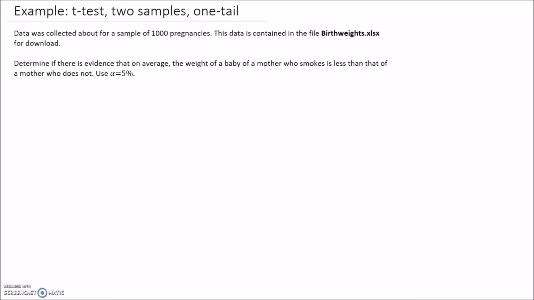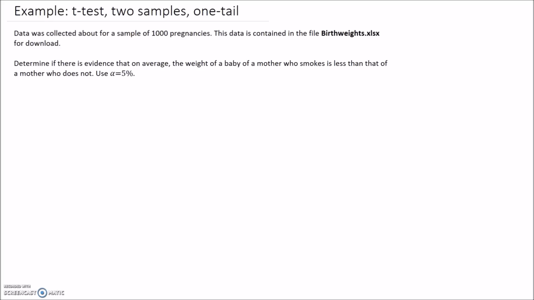So data was collected for a sample of 1,000 pregnancies and it's contained within the file for download. We need to determine if there is evidence that on average the weight of a baby of a mother who smokes is less than that of a mother who does not smoke, and we're going to use alpha equals 5% for our level of significance.